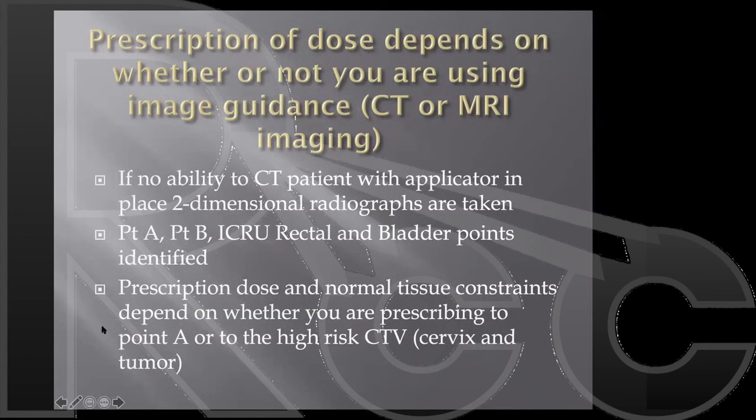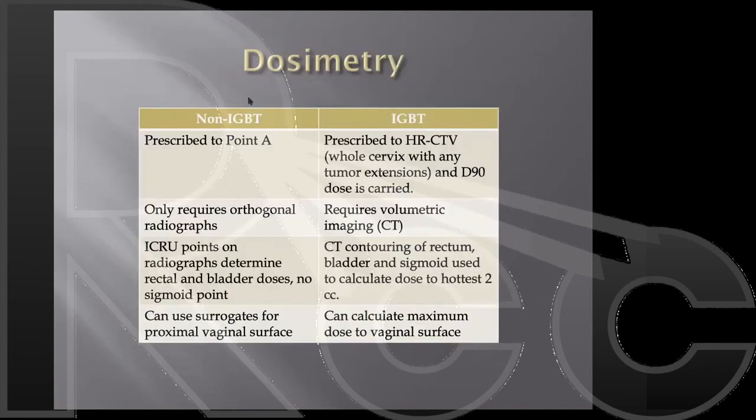Prescription dose and normal tissue constraints depend on whether you're prescribing to point A or to the high-risk CTV, so you need to be clear about this. I'm going to show you the prescription doses and normal tissue constraints that we use with point A dosimetry, but they are different if you're prescribing using CT planning. So just a comparison of the two types of dosimetry. Non-image guidance means you're prescribing to point A, whereas with image-guided brachytherapy, if you're doing a CT, you're prescribing to the high-risk CTV.